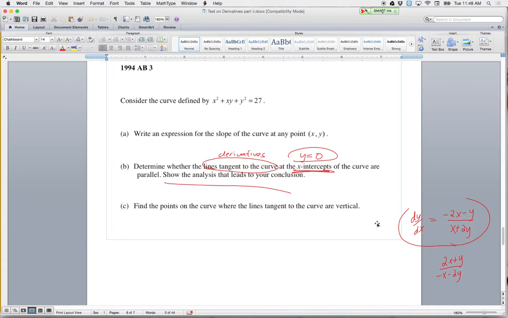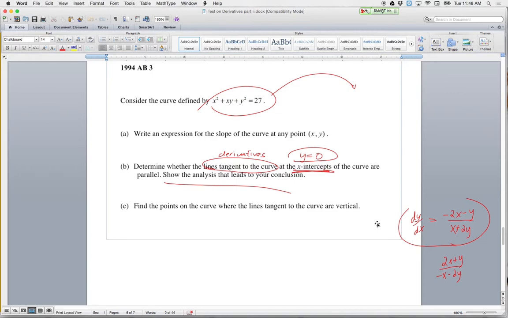How many of you did that? How would you do that? What year is this? 94, AB3. Okay, how many of you would find the x-intercepts? What'd you get? Plus or minus 27. That's the way I did it. I'm going to tell you, half the class found a better way. And I didn't even think of it.